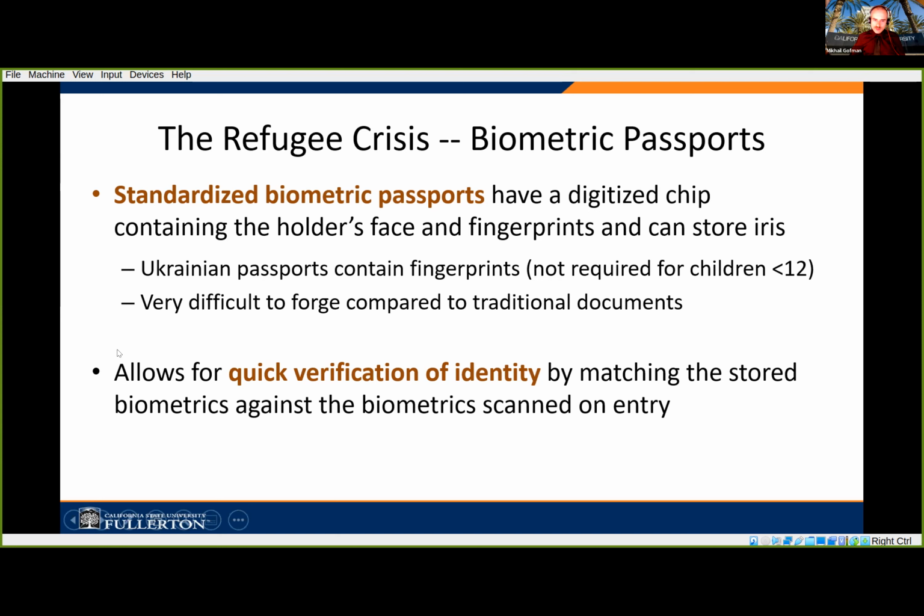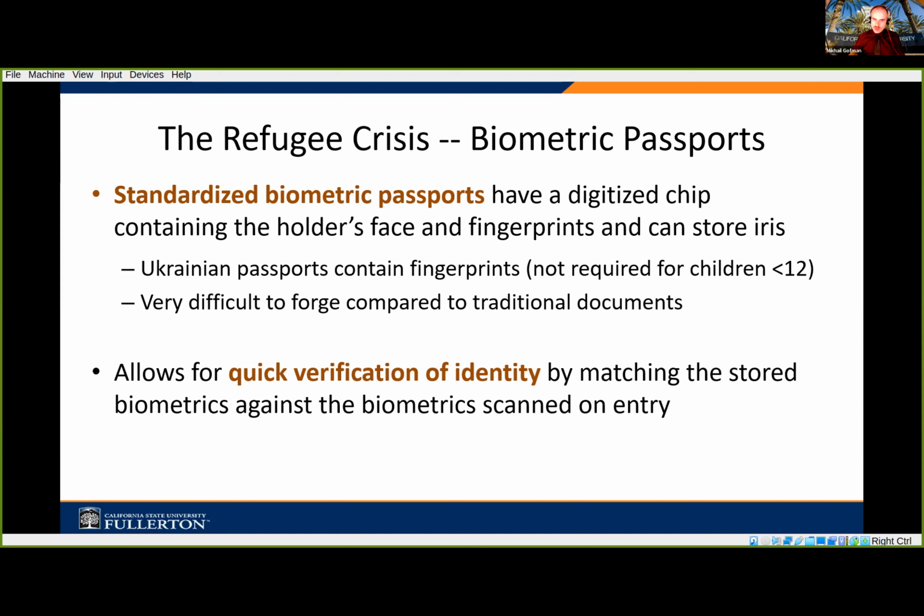As Ukrainian refugees try to flee to countries in the Schengen zone, biometric passports allow the border control agencies to quickly verify the identities of the refugees, which allows them seamless entry. And also, it helps to keep those countries secure by screening out those trying to enter the country who have false documents, because a biometric passport is much more difficult to forge than other forms of documentation.